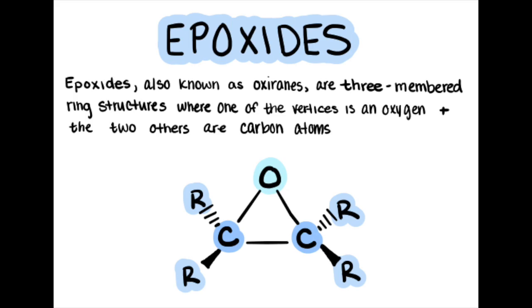Epoxides, also known as oxiranes, are three-membered ring structures in which one of the vertices is an oxygen and the other two are carbons. As you can see in the diagram below, you have your oxygen attached to two carbons in a triangular structure.